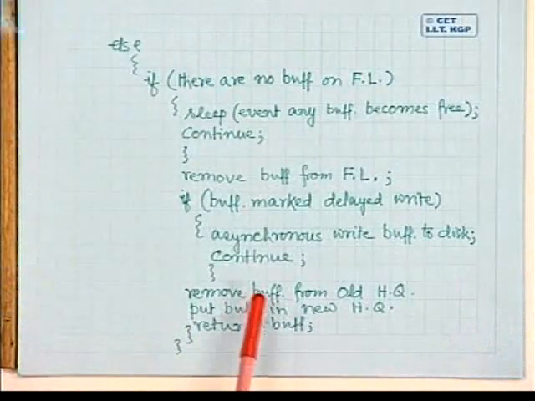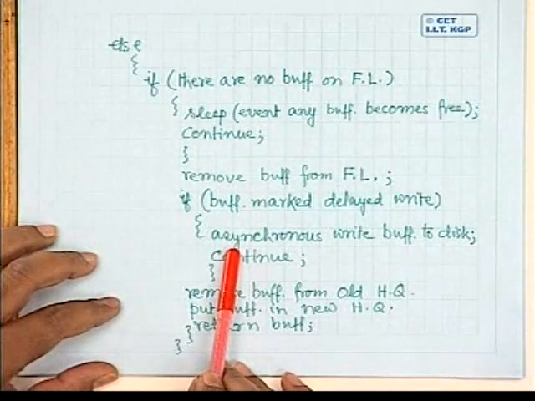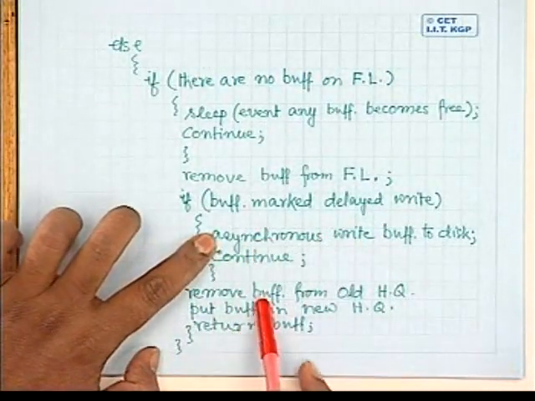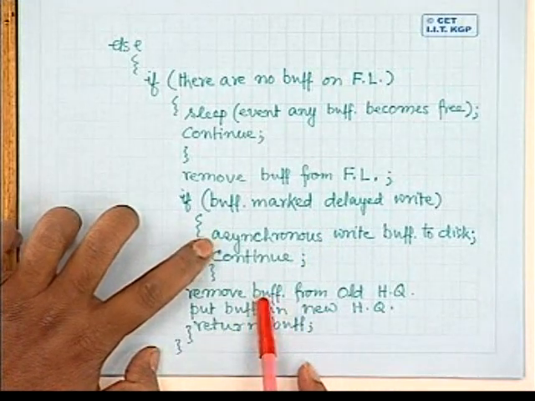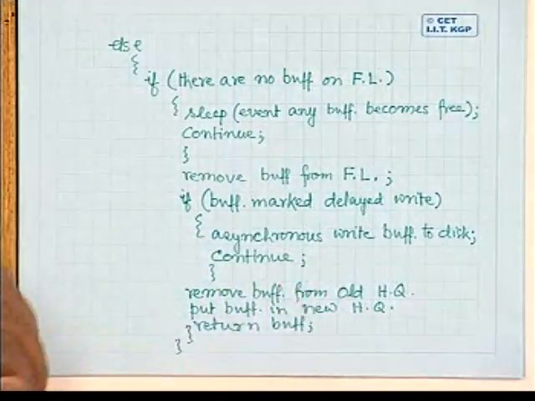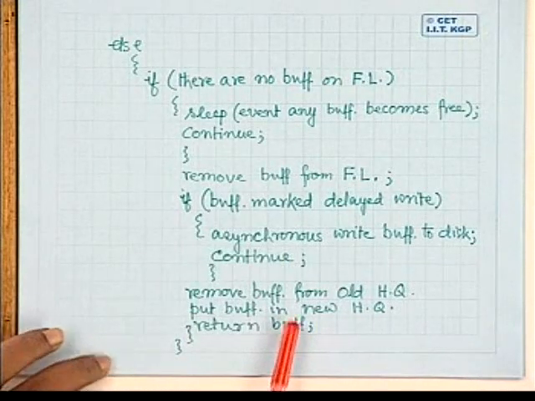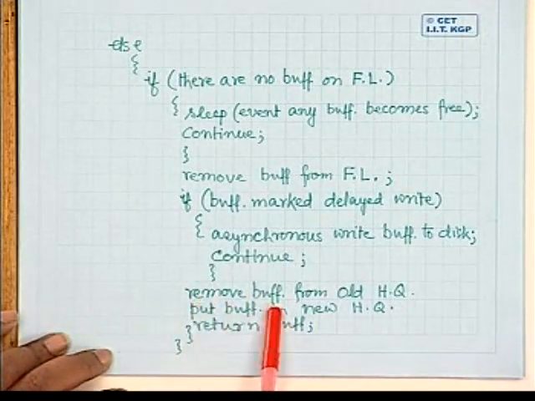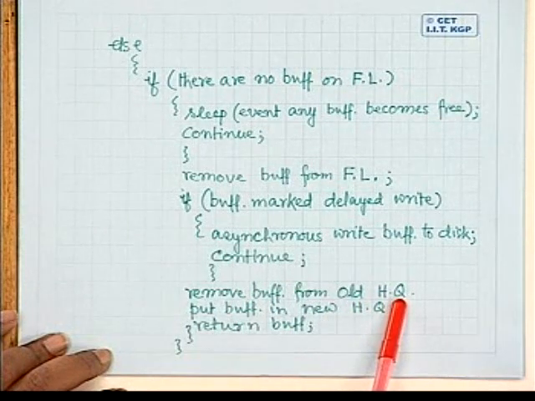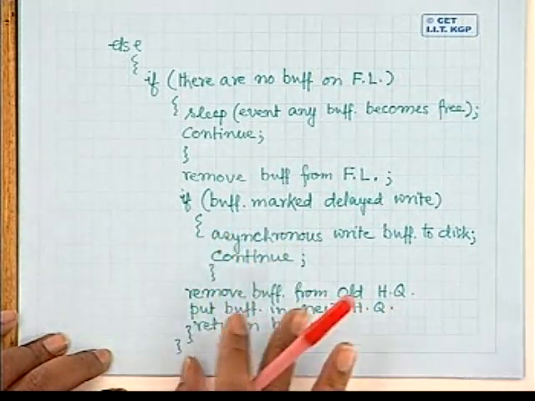So it is not waiting for this write to be completed, and it is not that only this buffer will be given to this process. It simply initiates the write operation and after that tries to search for another buffer which can be allocated to this process. Once the buffer is available, then the buffer will be removed from the old hash queue, because the buffer was already containing some data.